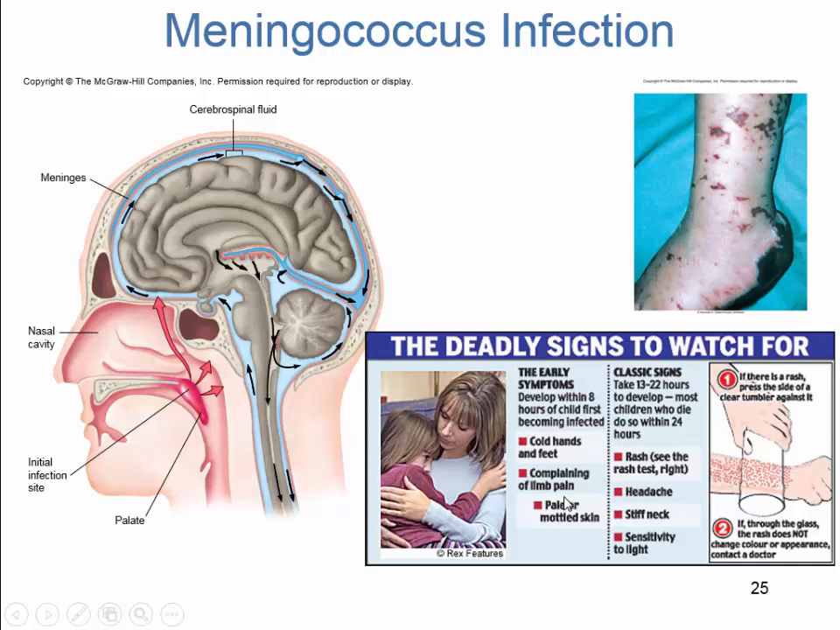And so early signs and symptoms are that of cold hands and feet, complaining of limb pain, and then they progress pretty rapidly within 13 to 22 hours to rash, headache, stiff neck. Stiff neck is a high indicator of meningitis. And then you can see here the images of a rash.